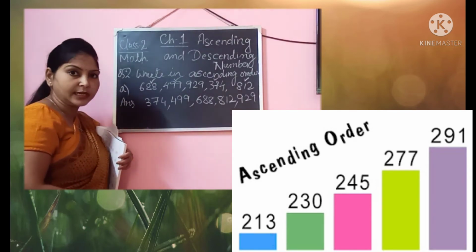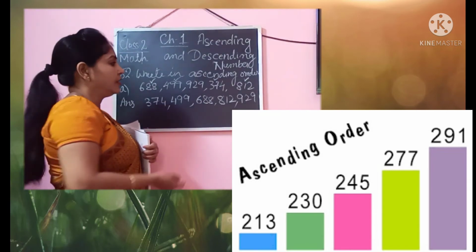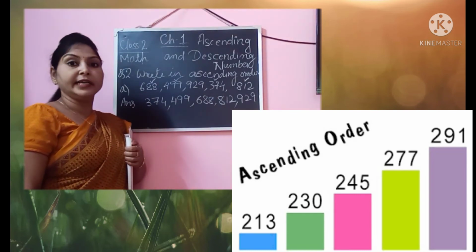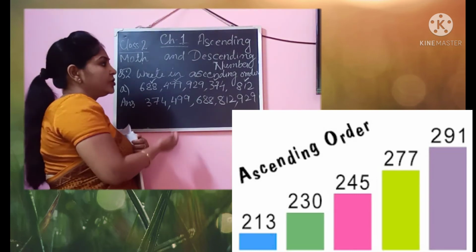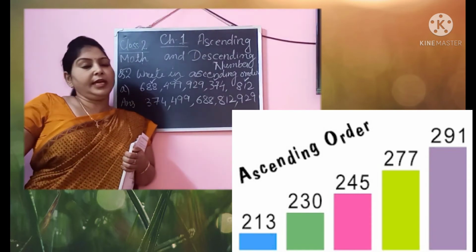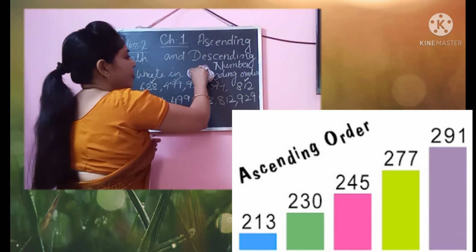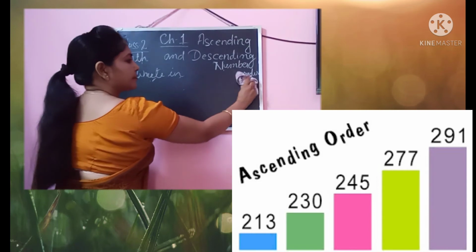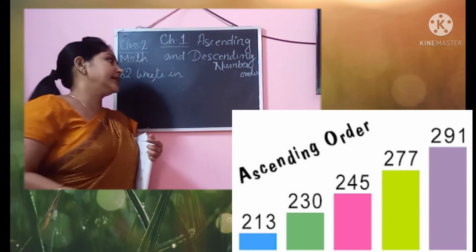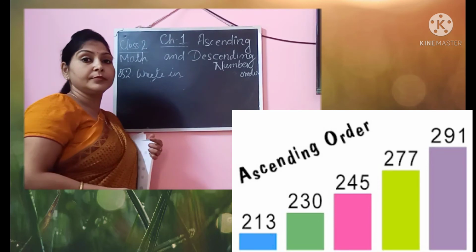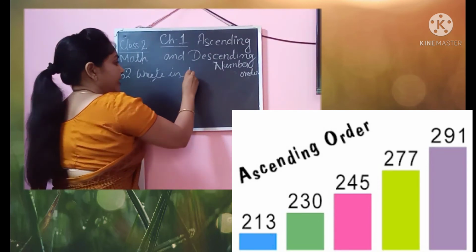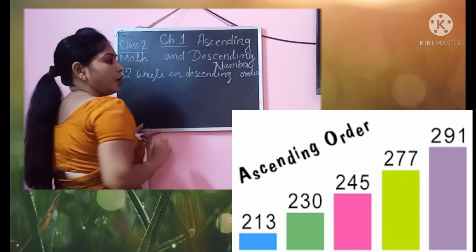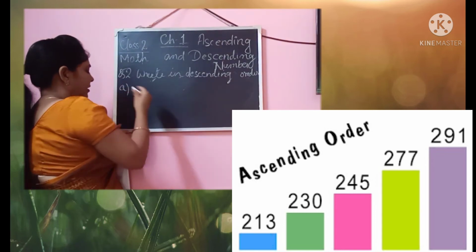This is how you have to do ascending order. First you will count the number of digits. If the number of digits is the same, then we check the place values, starting from the highest place value. In 3-digit numbers, the highest place value is 100. Like this, you will also do descending order. I will do one question for you. Descending order means from big to small. So let's write here descending order.